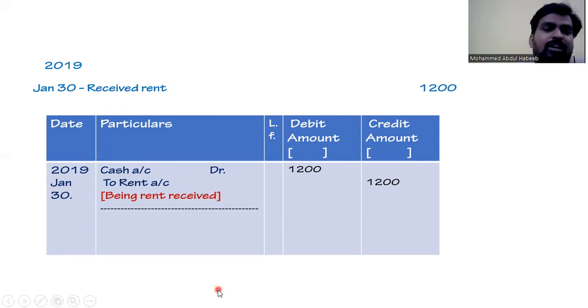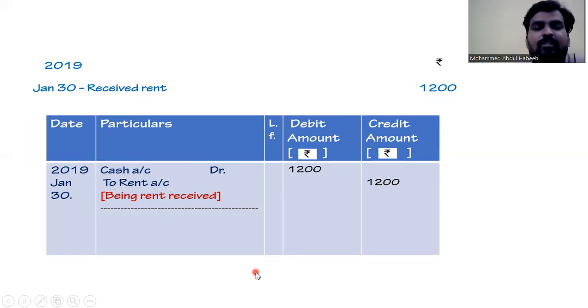Coming to our next transaction, which is on 2019 January 30, and this is the last transaction for this problem. Then we'll see how our solution should appear. 2019 January 30, received rent 1,200 rupees. So here the date will be taken as 2019 January 30. Received rent in the sense the business is receiving cash. So cash is coming into the business. Cash account debit 1,200 to rent account. Rent is an income to the business, so it will be credited as to rent account. So the journal entry on 2019 January 30 will be cash account debit 1,200 to rent account 1,200, and the narration will be being rent received.